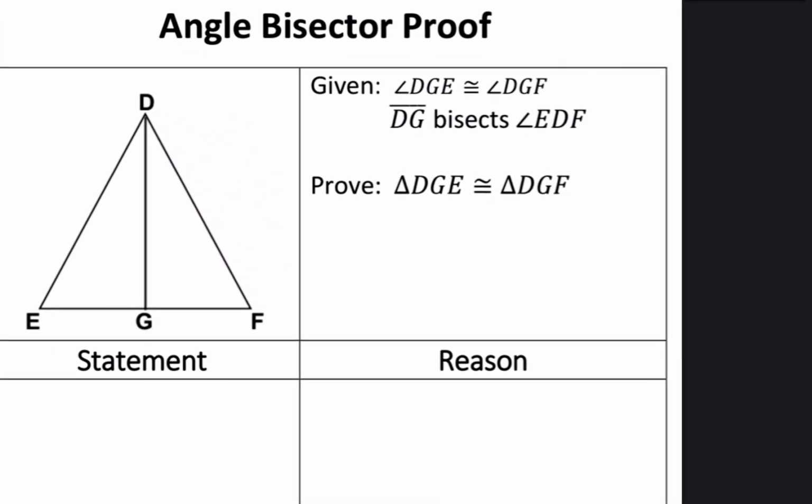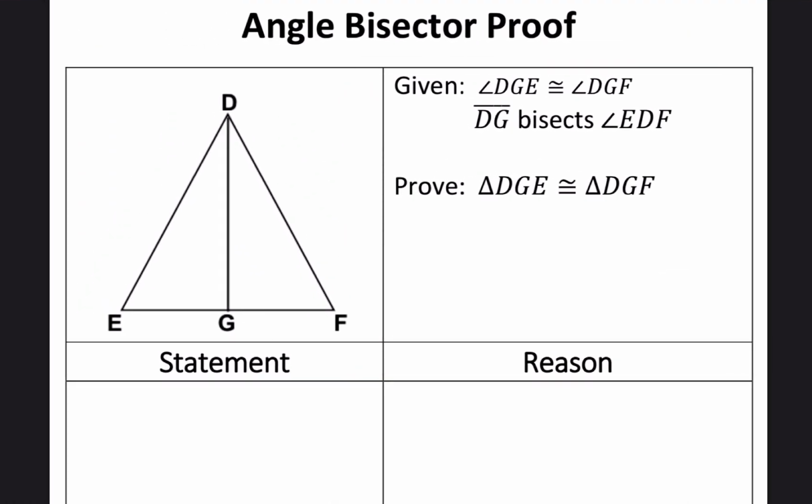So this is a proof. It's a little bit of a spoiler at the top because I'm telling you it's going to be an angle bisector proof, but let's pretend like that spoiler alert's not there. We're going to color code our givens like we typically would. So it's saying that DGE is congruent to angle DGF.